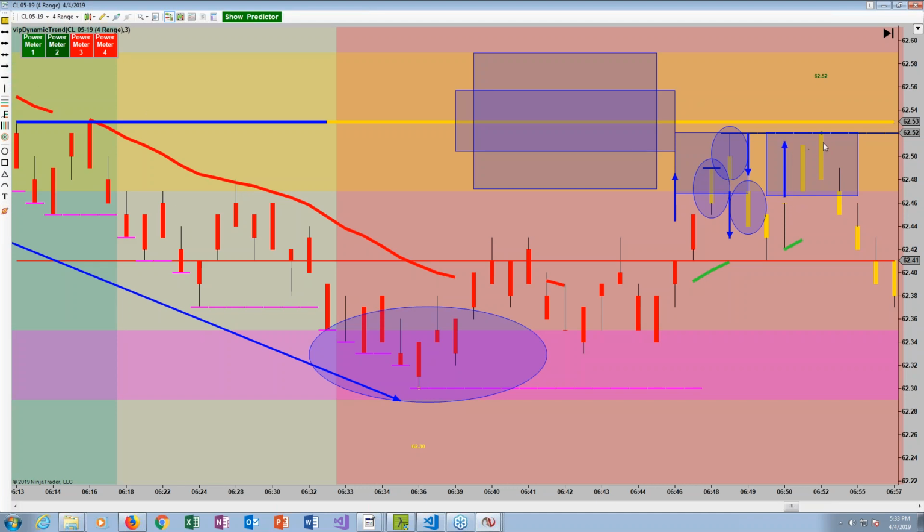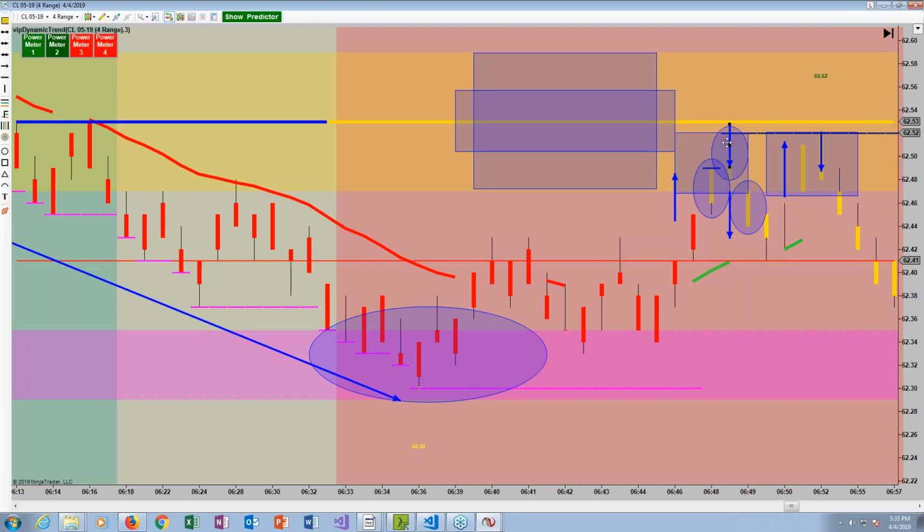How about this one over here? This one. Which way did that one close? Does this check the same exact swing that this one checked? Yes.